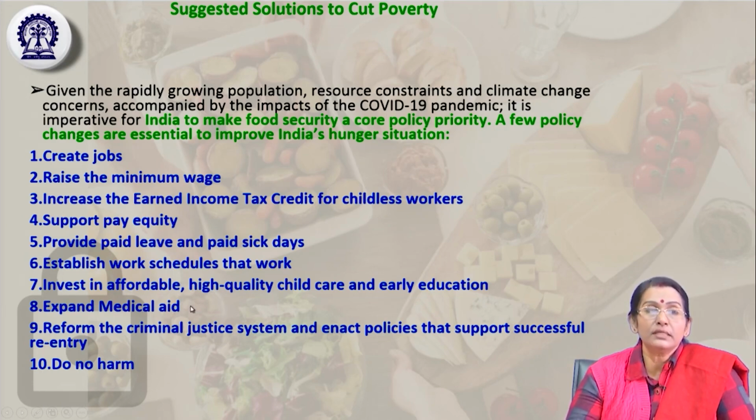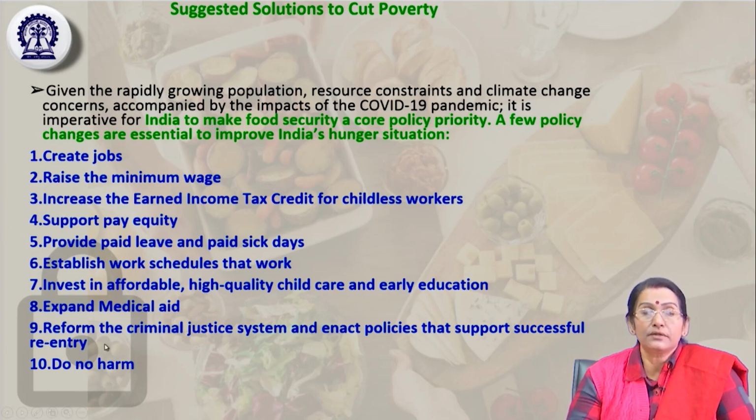Then introducing vaccines, and ICDS programs in the rural areas, in the Anganwadis, which are not only distributing nutritious food or nutrition supplements, but also providing regular health checkups. So expand this medical aid and these facilities.